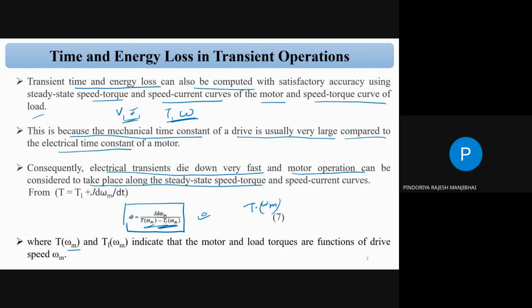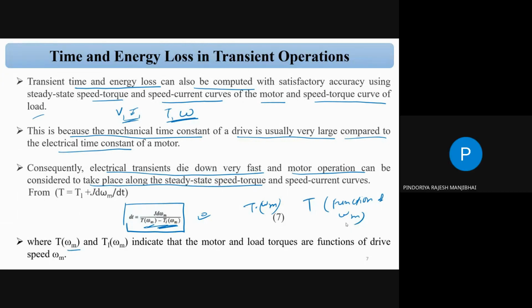So what you are saying? I'm saying that T is not multiplying omega M. It is T of omega M. T is a function of omega M. Okay, so T is a function of the omega M, correct? You are saying something like that, correct?